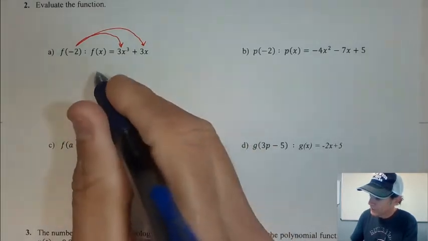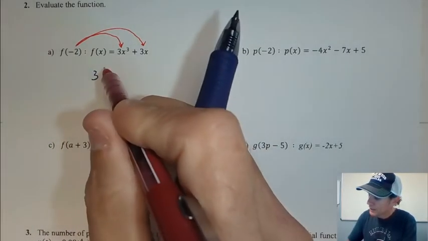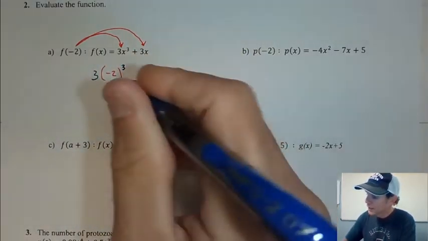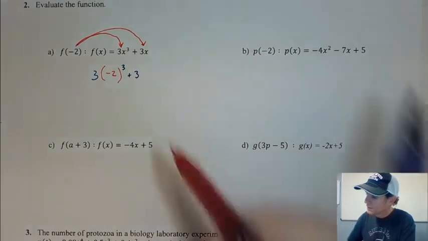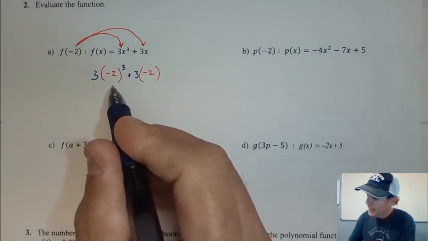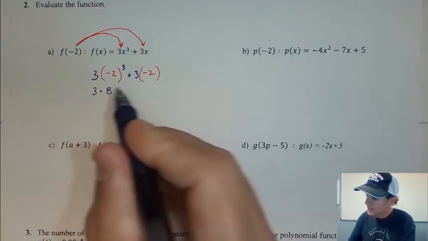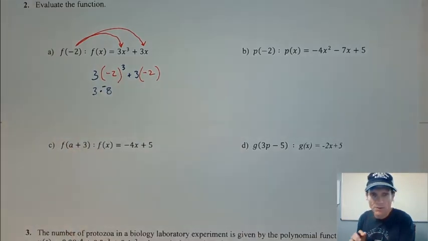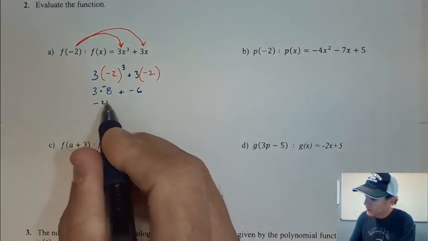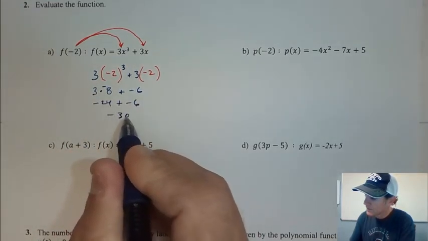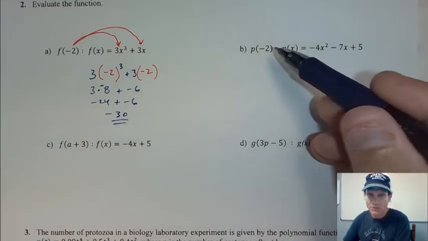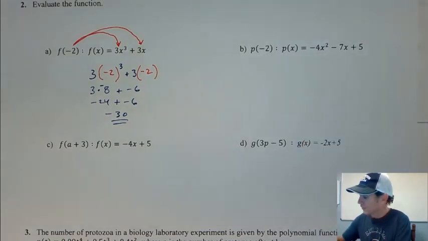Okay, so we have 3 times -2 cubed, and then plus 3 times -2, and then we're just going to work through our order of operations here. This is -8, so we have 3 times -8. Oops, -8, be careful with your sign. And then plus -6. We have -24 plus -6, -30. Okay, so just putting the input value in.